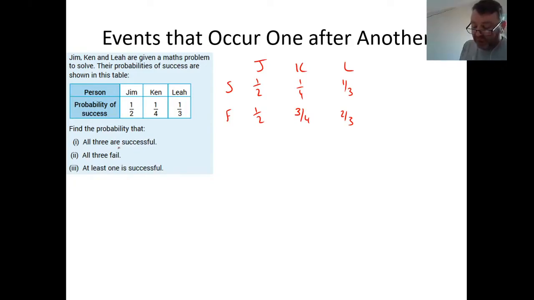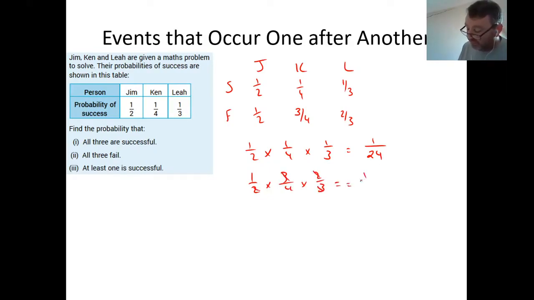Find the probability that all 3 are successful. So I want Jim to be successful and Ken and Leah. 1 multiplied by 2 multiplied by 3. So in that case, we take a half, we multiply it by a quarter, and we multiply it by a third. Okay, and that's going to give me 1 over 24. What about all 3 fail? Well, if all 3 fail, that's going to be a half by 3/4 by 2/3, which will be, and look for cancellation always when you're doing these things, a quarter. Okay, because sometimes that's so easy to get when you cancel things.